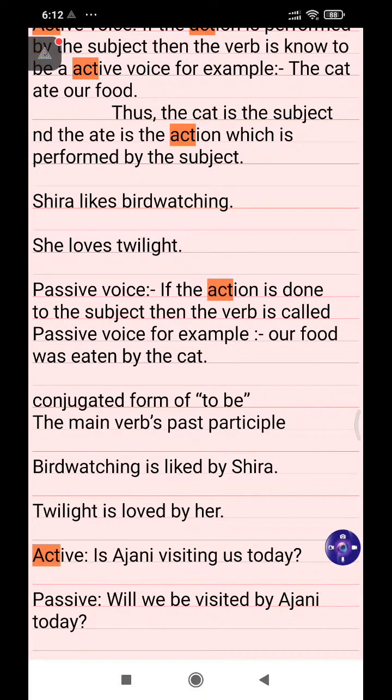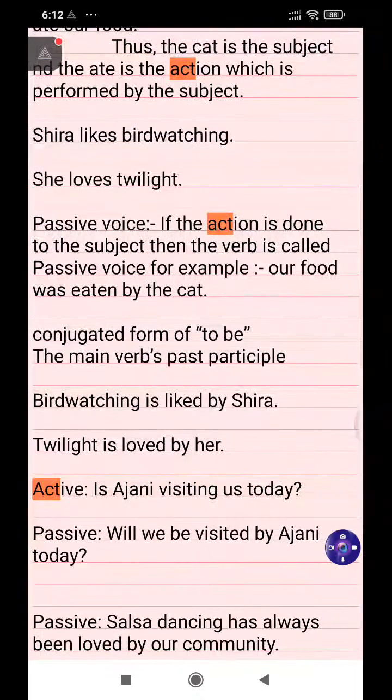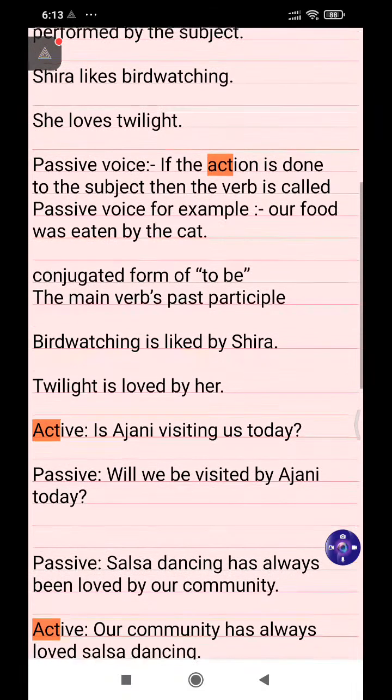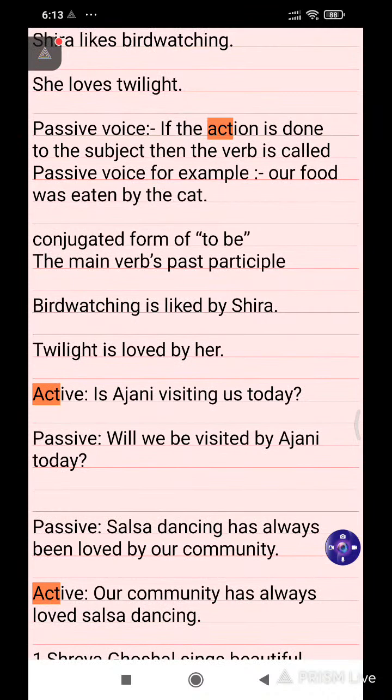Now we have the definition of passive voice. If the action is done to the subject, then the verb is called passive voice. For example, our food was eaten by the cat. It uses a conjugated form of to be, and the main verb should be in the past participle, so it is called passive voice. For example, bird watching is liked by Sheila. Twittering is loved by her.